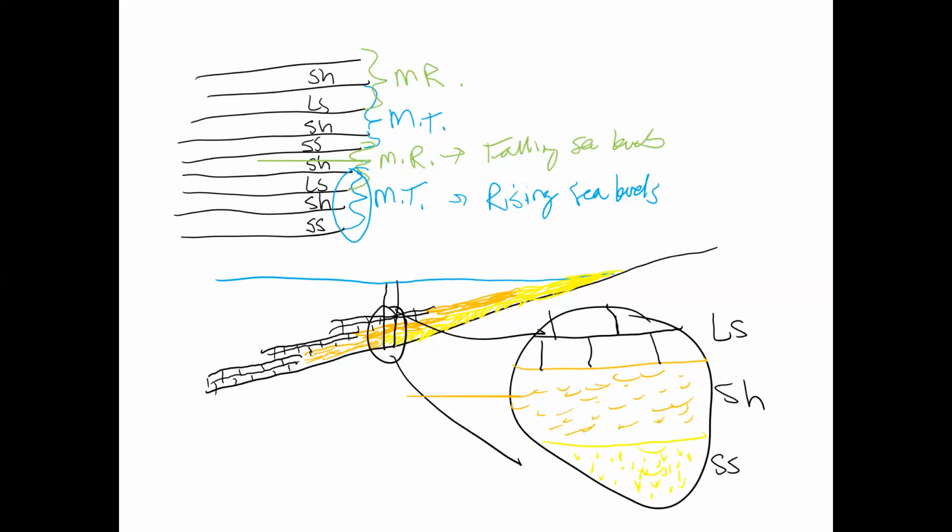We have evidence of it happening, not quite as fast as today, but happening in the past. And we see what happens. So we'll talk about that later on in the course. But these are the insights that these sedimentary rocks can give us about Earth's past.